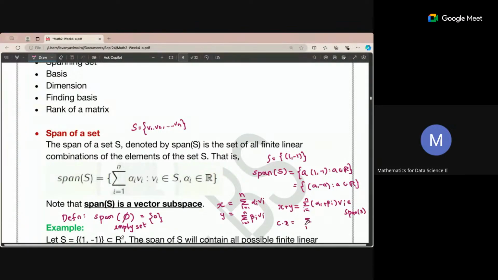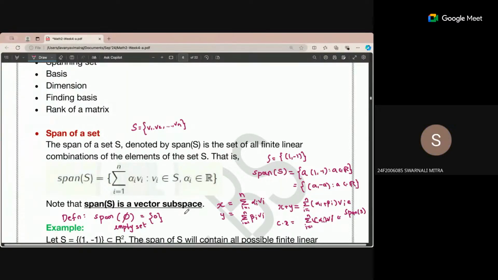So it is again summation i equal to 1 to n of c times alpha i vi. Again it is in span of S. So it is closed under addition and scalar multiplication.